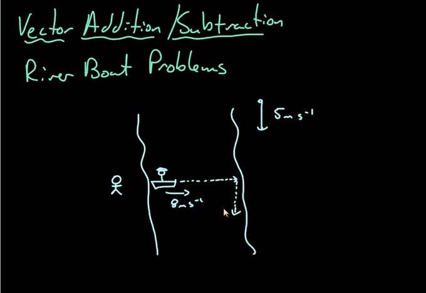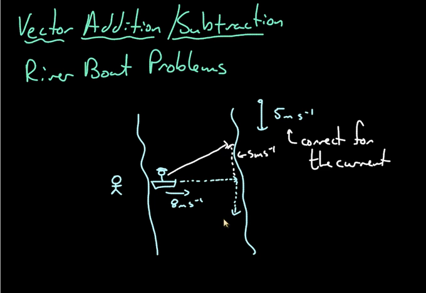Am I right? So what your friend's going to have to do is aim up here somewhere. So this 5 meters per second south, we need to correct for it. We've got to correct for the current. In other words, he's going to have to aim his boat in such a way that he travels up here like this. And this is the direction that we want to know.